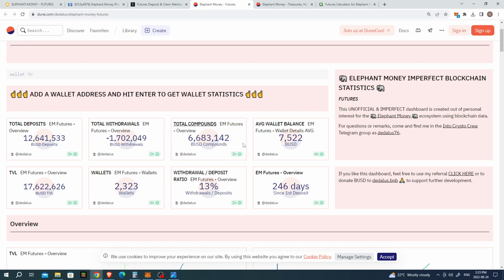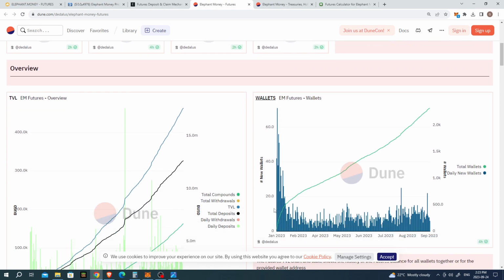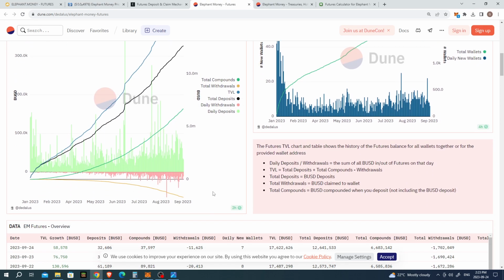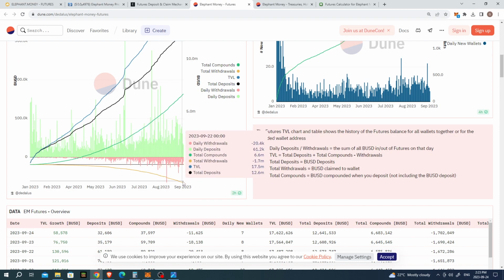The compounded is $6.6 million, and the average wallet balance is $7,522. And these are the number of wallets. There's just over 2,300 wallets. So that's been going up as well, and it's been around for three quarters of a year, so it's been going for a little bit. And if you want to get into the analytics of how things have been, here's kind of the withdrawals that have been coming out as well.